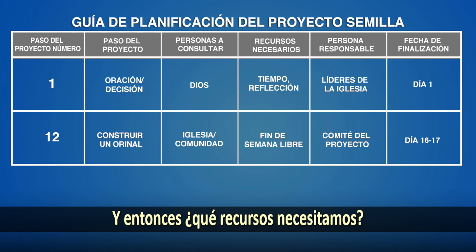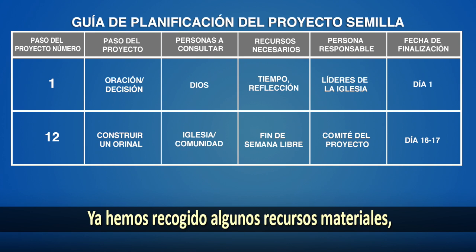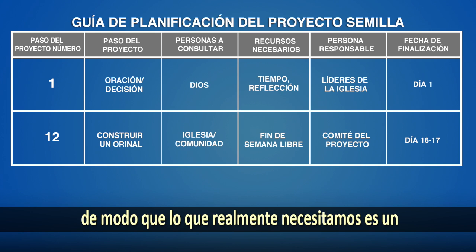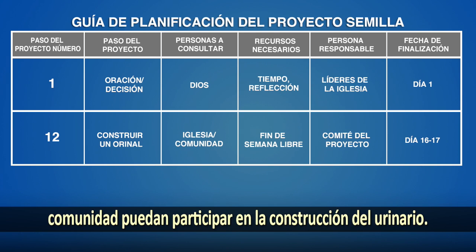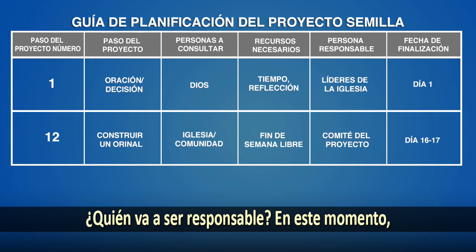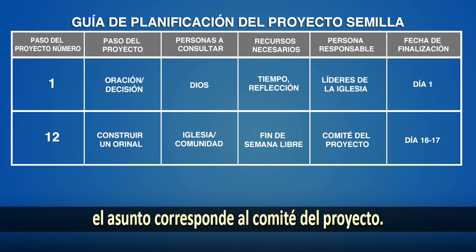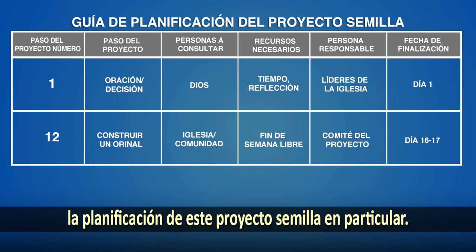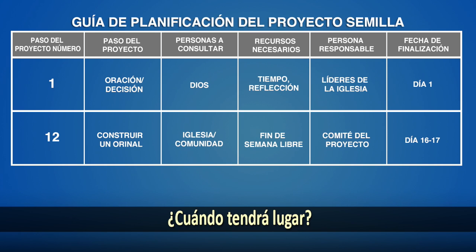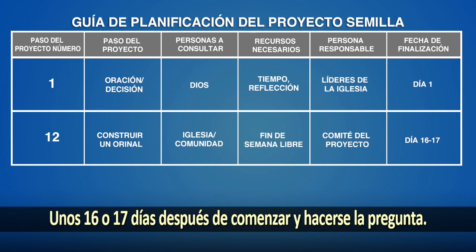And then what resources do we need? Well, we've already gathered some of the material resources. And so what we really need is a common free day where both the church and the community can participate in the building of the latrine. And then who's responsible for that? By this time, it's the project committee, and that's you and the others that you've engaged in planning this particular seed project. When does this happen? Days 16 to 17, following the very first day you began.